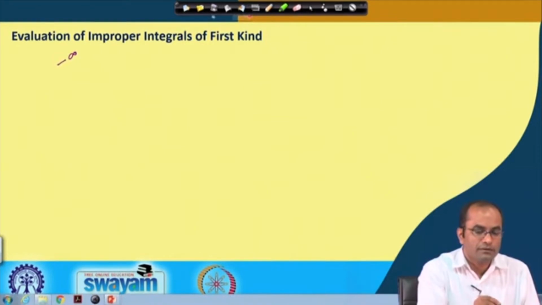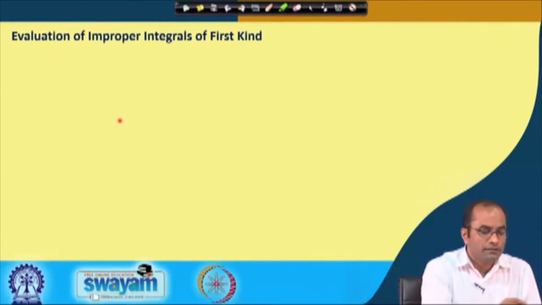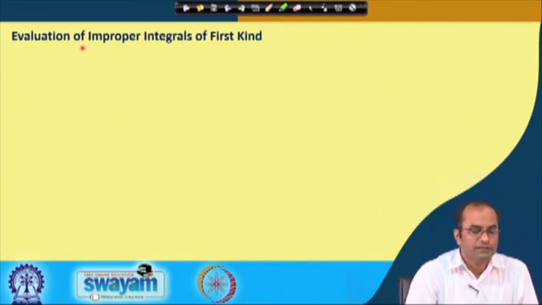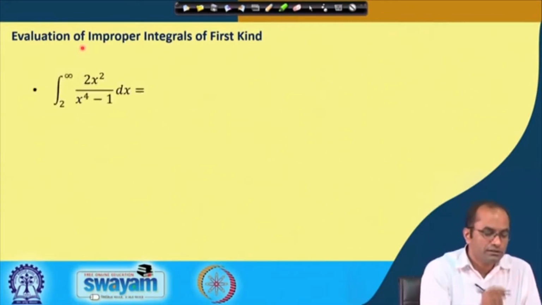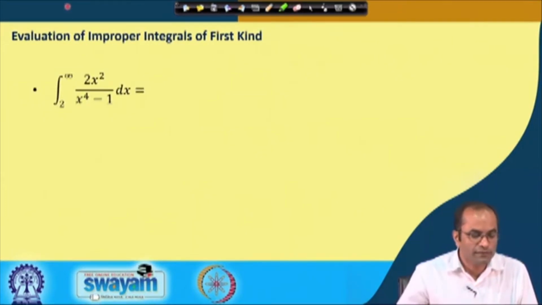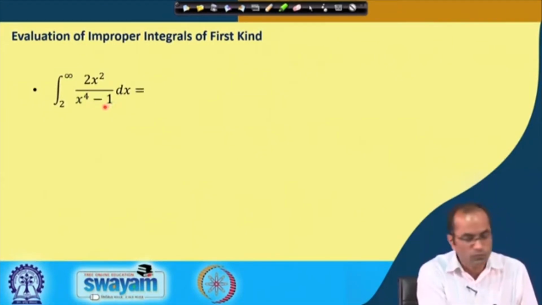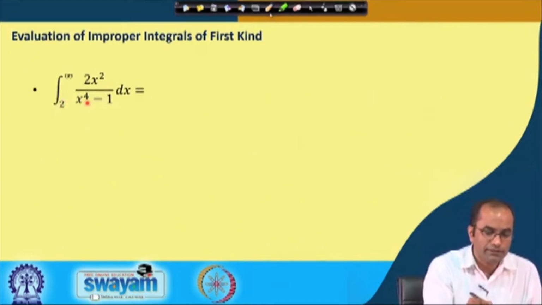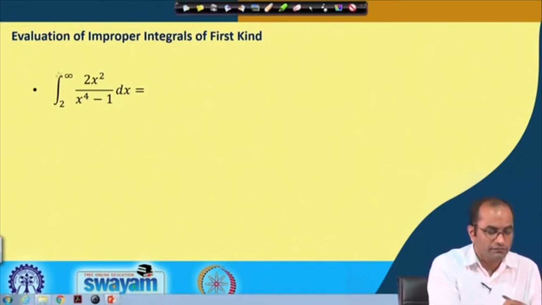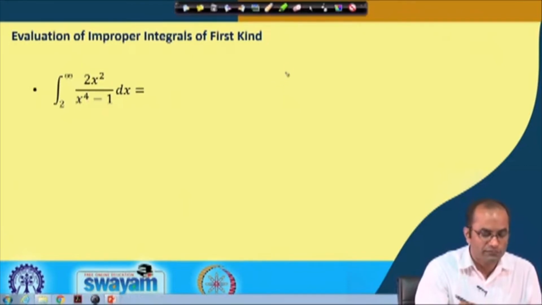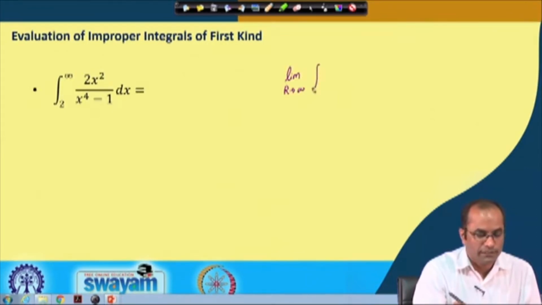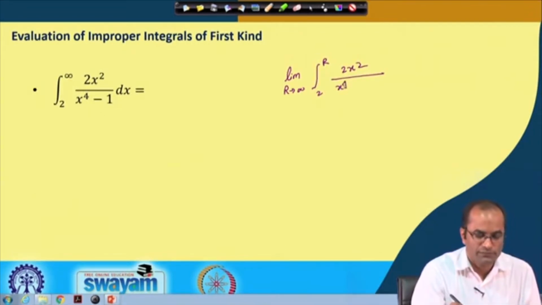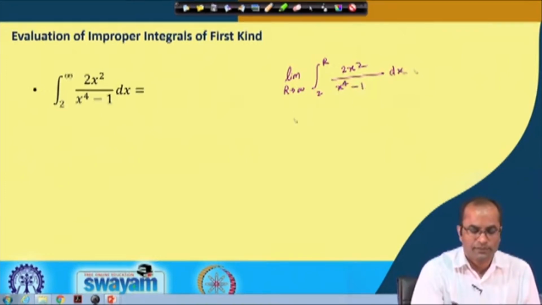So, now we will see how to evaluate the improper integrals of first kind. This is the example: the integral from 2 to infinity of 2x² over x⁴ minus 1 dx. In this case the trick is that we remove this infinity and replace it with r. So, we have this integral equal to the limit r to infinity of the integral from 2 to r of 2x² over x⁴ minus 1 dx.